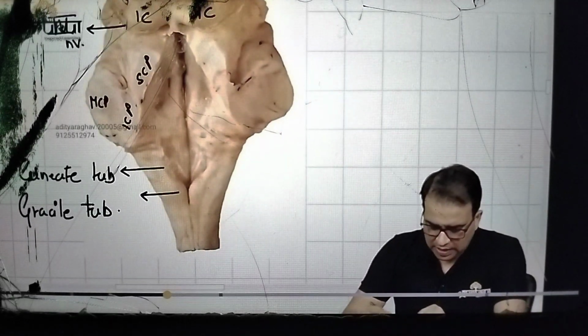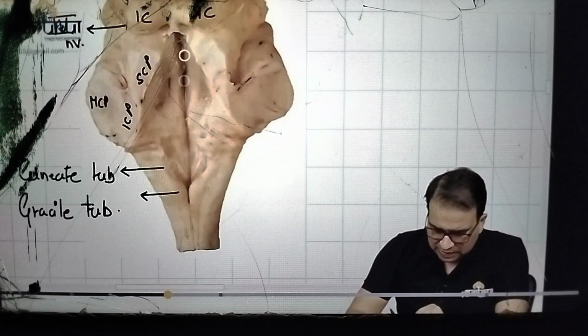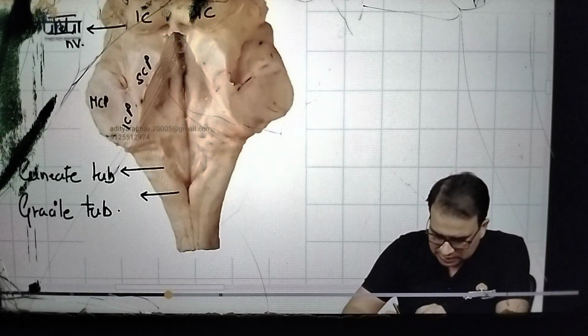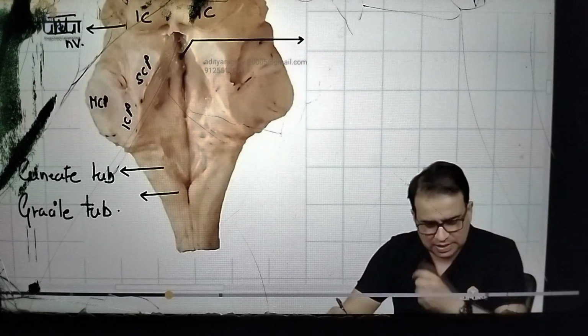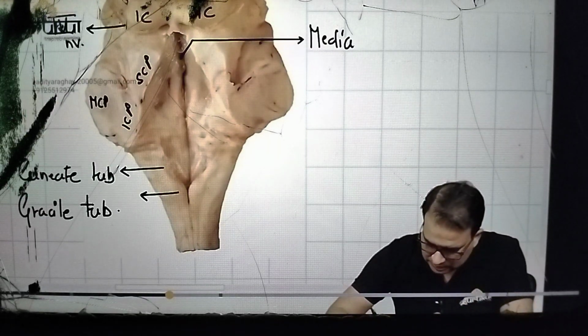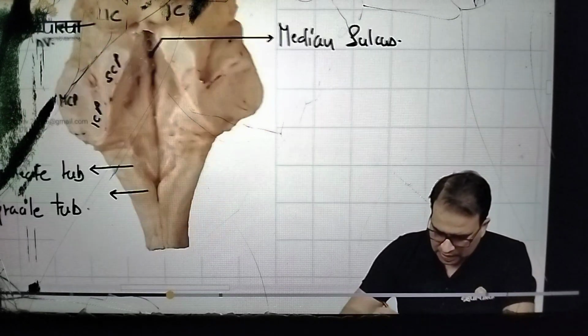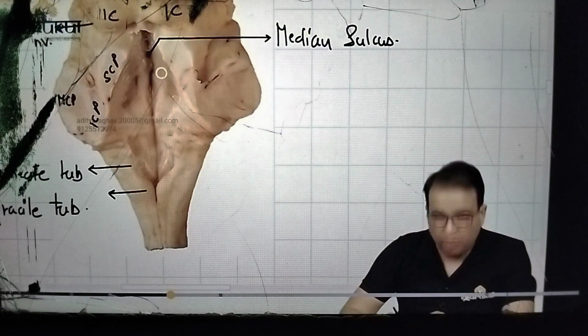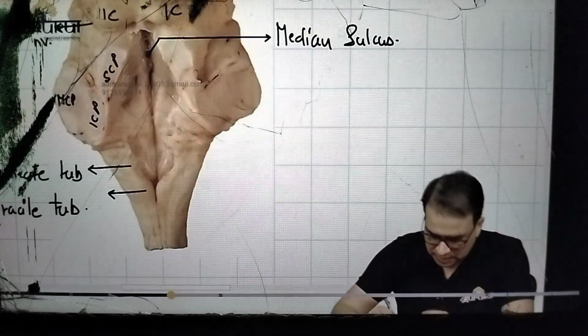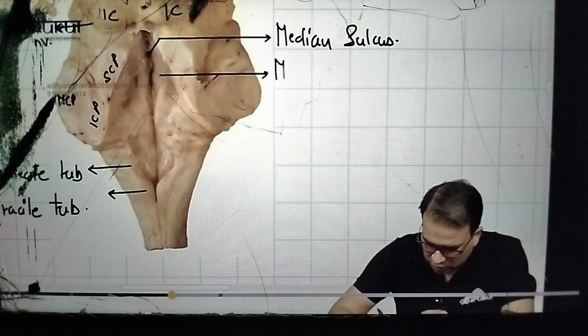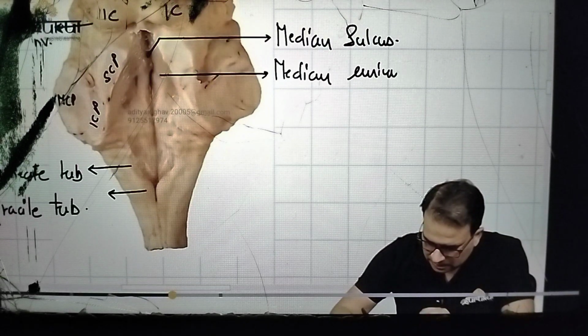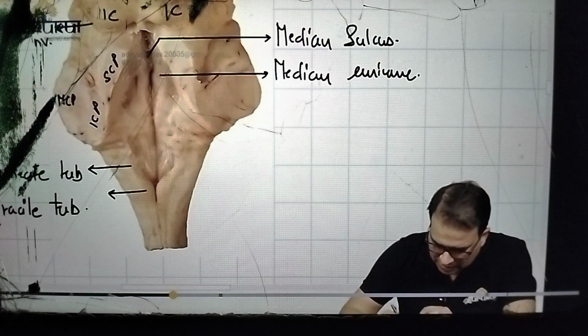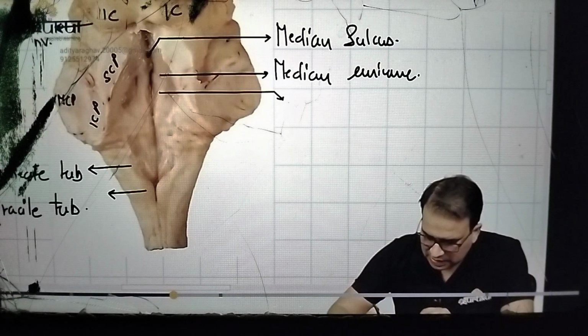Okay. In the floor of the fourth ventricle, look at the sulcus present in the midline, guys. This sulcus here is called the median sulcus. This is the midline sulcus, and that sulcus is called the median sulcus. Just lateral to the median sulcus, this elevation, where I'm pointing right now, this entire elevation is called the median eminence. First of all, guys, please remember this entire elevation is called the median eminence. And on the median eminence, in the lower part, this prominent elevation is called the facial colliculus.